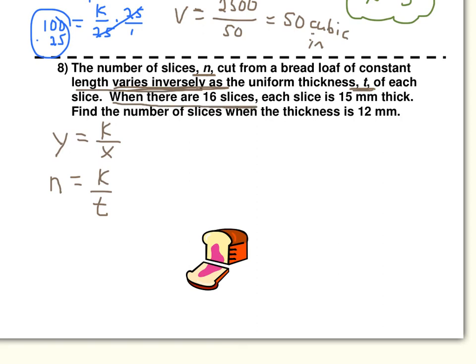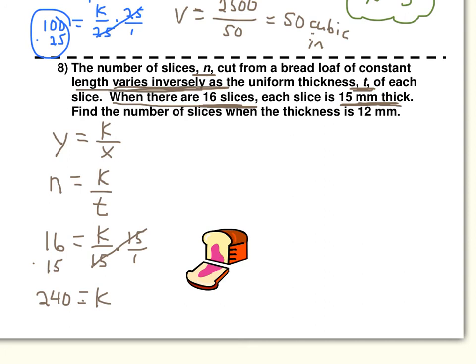So let's fill in the information. So when there are 16 slices, n is the slices, so I'll put 16 here. And each slice is 15 millimeters thick, so K over 15 millimeters. And so now I need to find the constant of variation. I multiply both sides by 15 over 1 to cross cancel, and I multiply this by 15. So I'm going to get K is equal to 16 times 15. So that's 240. K is equal to 240.